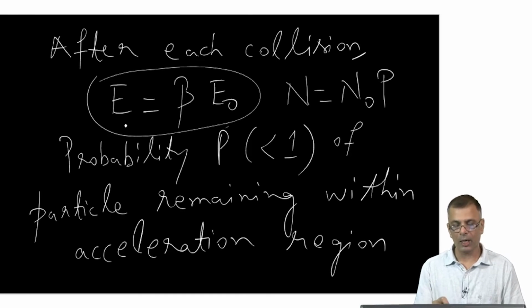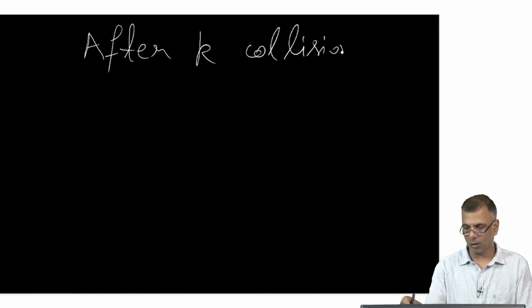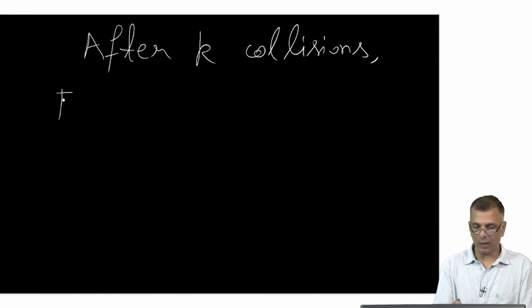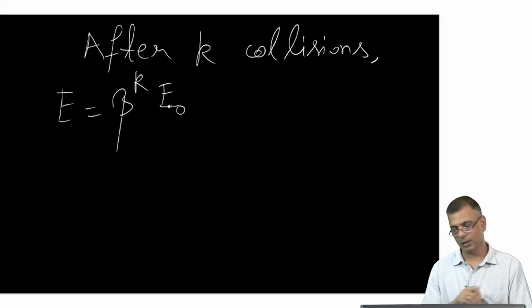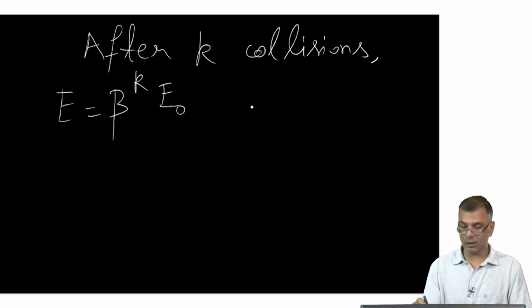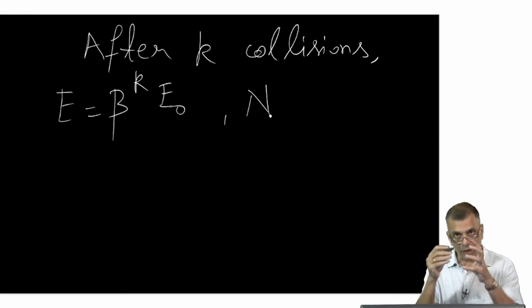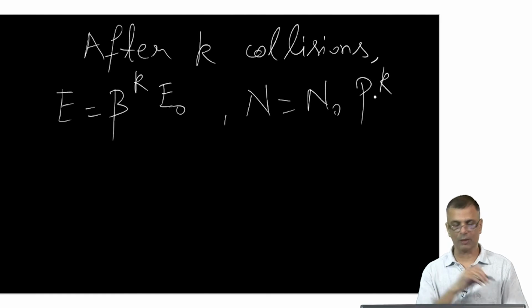And after each collision, the energy gain is E equals beta times E naught. Now, after k collisions, E is equal to beta raised to k times E naught. And after k collisions, the number of particles left in the acceleration region is n naught p raised to k, where p is less than 1.